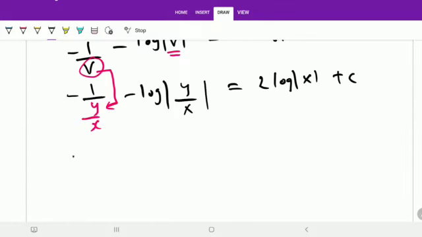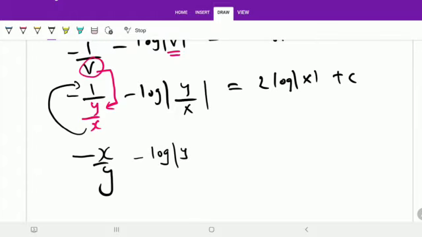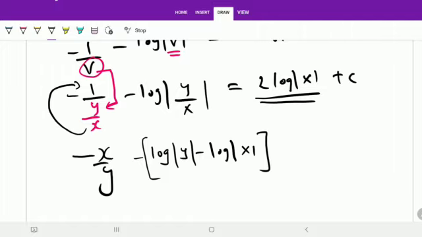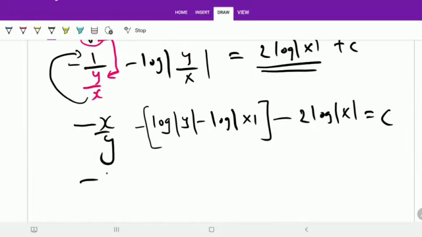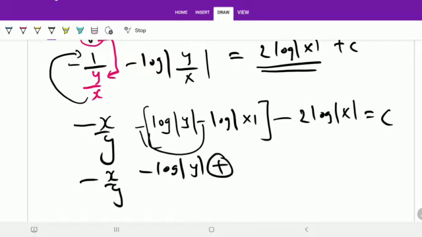So if I simplify this part, this will be minus x upon y. This x will go in the numerator here. So minus log y inside the bracket minus log mod x. This 2 log x I am taking to the other side, so this will be minus 2 log mod x equal to c. If I open this bracket, I get minus x by y equal to minus log mod y, and this minus and minus here will be plus, so please don't make any plus minus mistake.